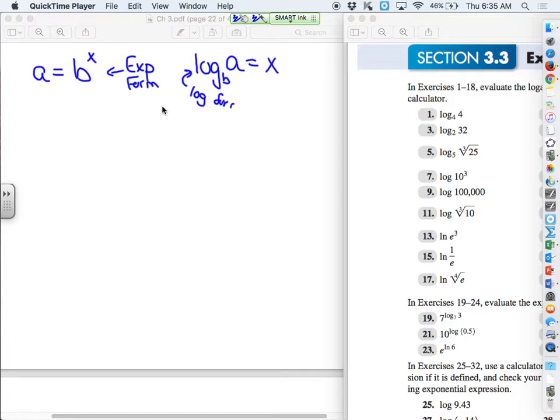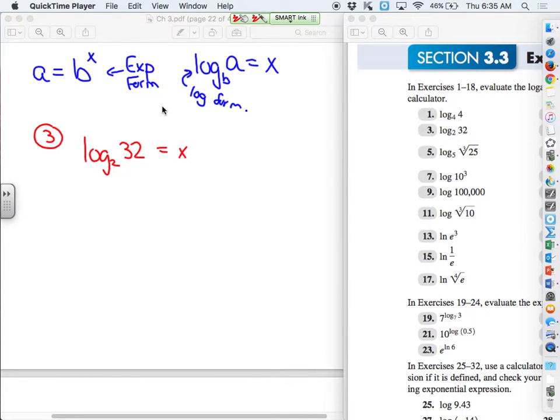And quite often, if you need to eliminate a logarithm, you'll rewrite your problem in exponential form and vice versa. So if you look at something like number 3 from the homework, I'm just going to do some random problems here. Log base 2 of 32.